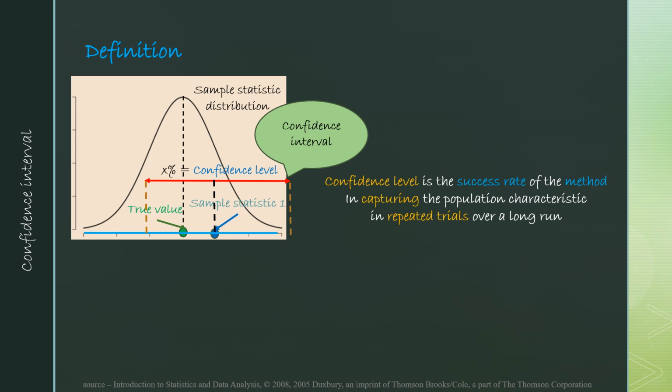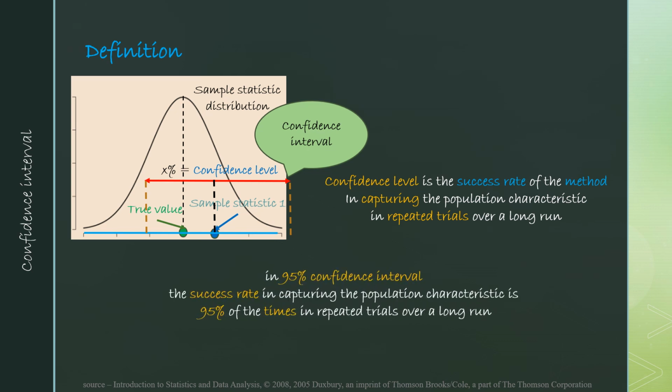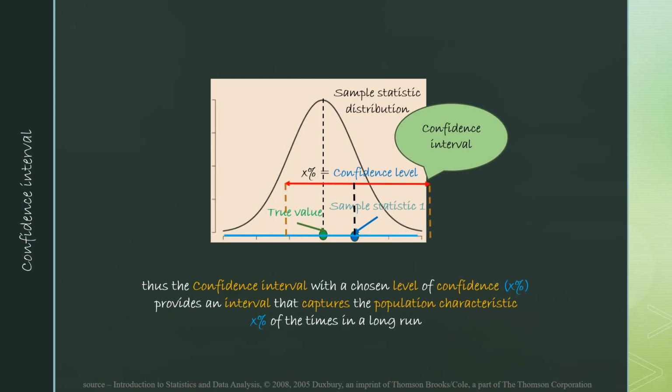Definition for confidence level: confidence level is the success rate of the method in capturing the population characteristic in repeated trials over a long run. For example, in a 95% confidence interval, the success rate in capturing the population characteristic is 95% of the times in repeated trials over a long run. Thus, the confidence interval with a chosen level of confidence x% provides an interval that captures the population characteristic x% of the times in a long run.